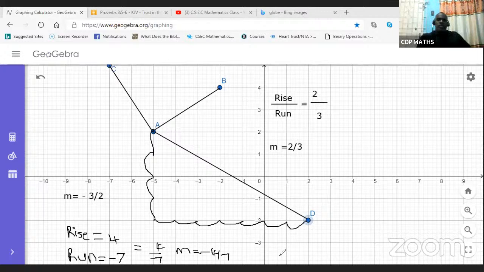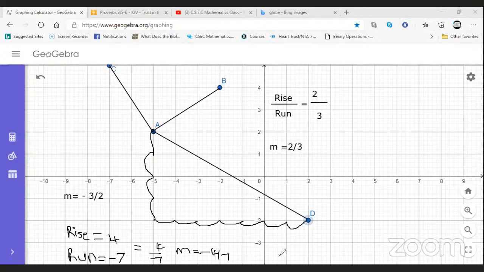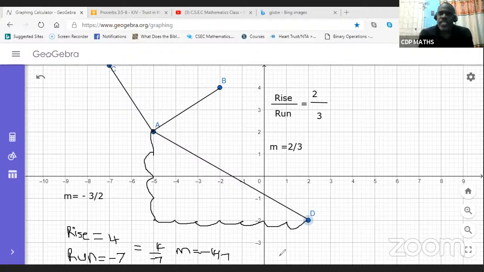-4/7. Because remember, a positive integer divided by a negative integer is going to give you a negative quotient, a negative answer. So +4 divided by -7 will give us -4/7. You get that? The entire fraction is negative. All right, now Nikosha. Yeah, the entire fraction is negative. All right, good.